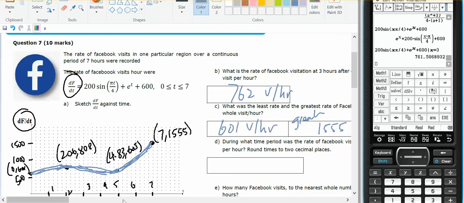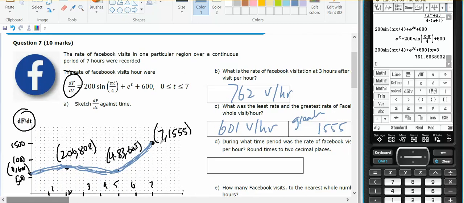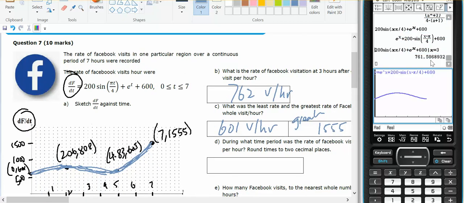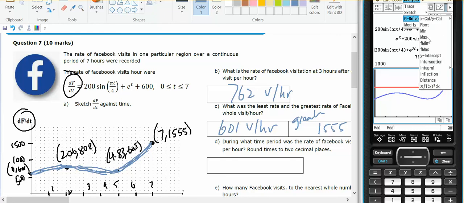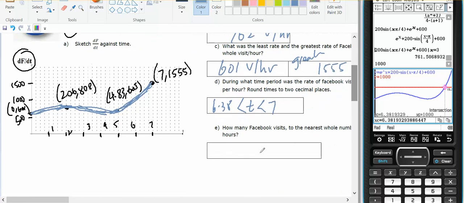During what time was the rate of Facebook visits greater than 1,000? So if I grab my graph here and then I put 1,000 and put that line across, and I do analysis G-solve intersection, that's at 6.38. So the time between 6.38 and 7 hours.